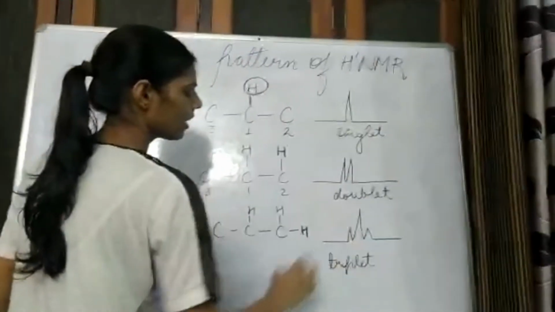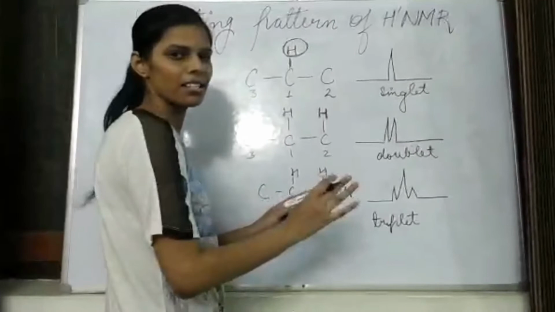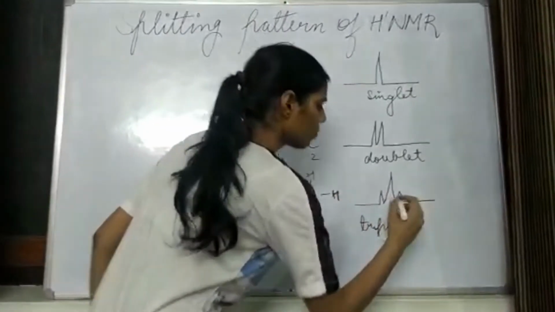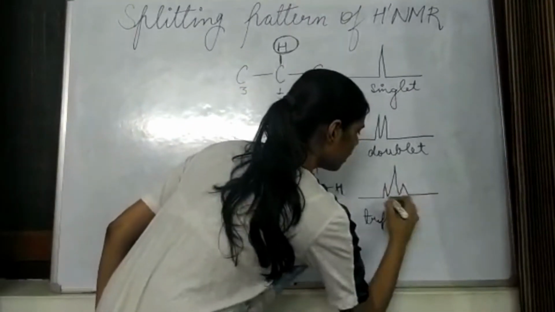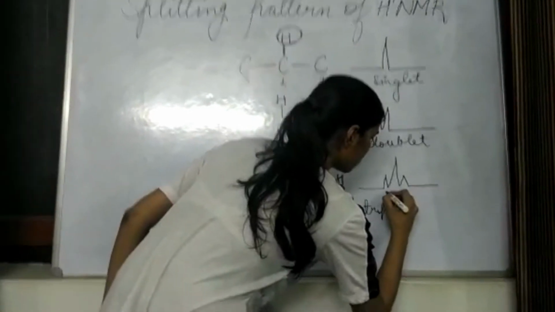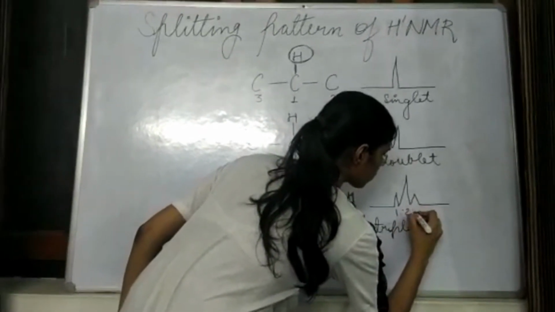And this splitting occurs in Pascal's triangle ratio. If you know what Pascal's triangle is, the peaks of a triplet would be in the ratio 1:2:1.